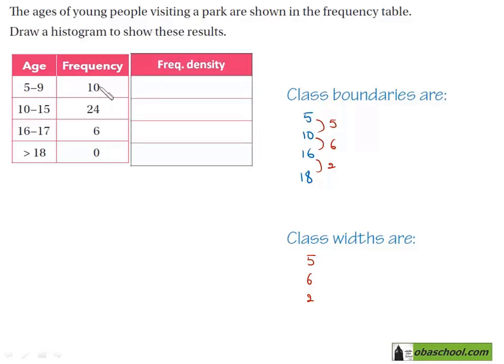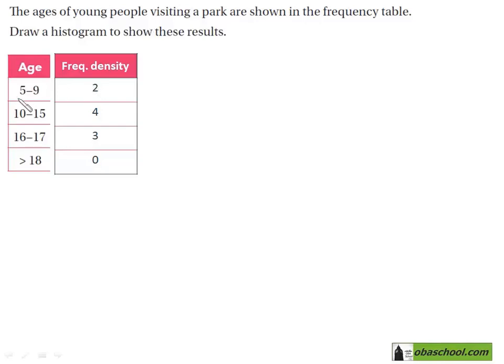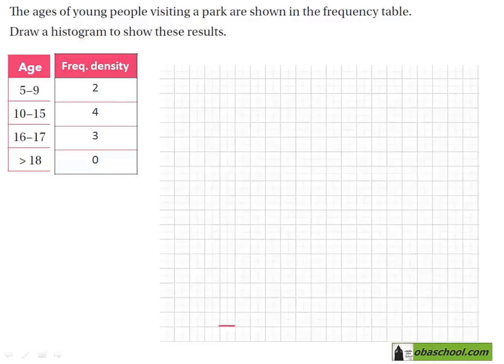So this is where you need to calculate the frequency density. As I've said before, it is basically the frequency f over the class width. So the first one is 10 over 5, which is equivalent to 2. The second is 24 over 6, and that is 4. The third is 6 over 2, and that is 3. And the final one is going to stay 0 since we had 0 as its original frequency. Now that we have calculated the frequency density, we can go ahead and draw a histogram about the frequency density of the ages of the people attending the park.